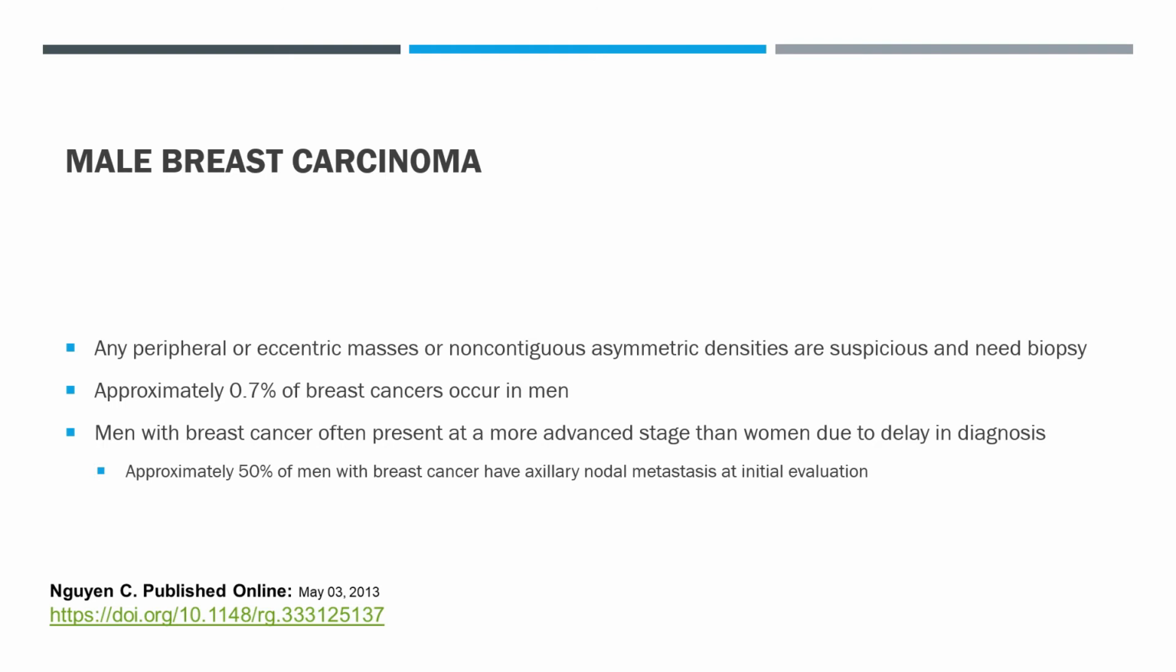Any peripheral or eccentric mass or non-contiguous asymmetric density is suspicious and should warrant biopsy. Approximately 0.7% of breast cancers occur in men, so much less common, of course, but definitely still happens, and I see it in clinical practice as well. Men with breast cancer often present at a more advanced stage than women due to the delay in diagnosis. Approximately 50% of men with breast cancer can have nodal metastasis to their axilla at initial evaluation.